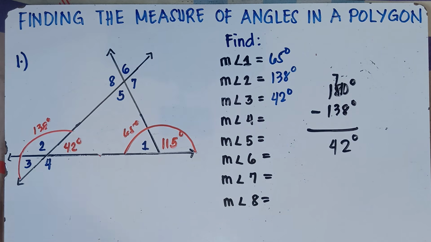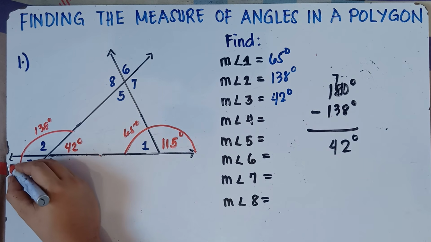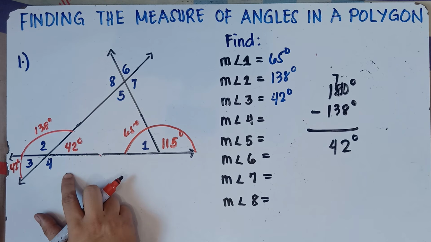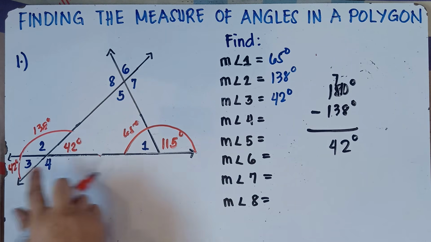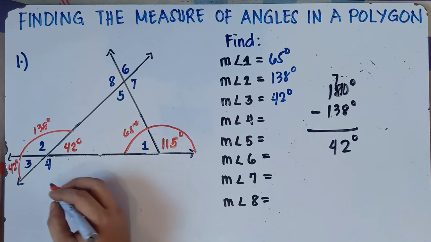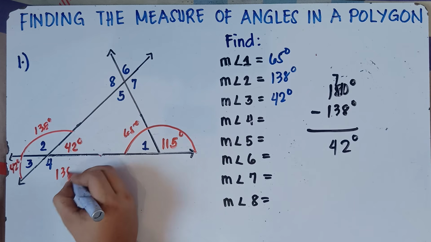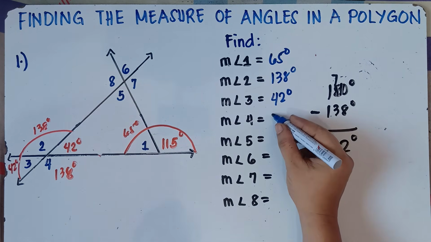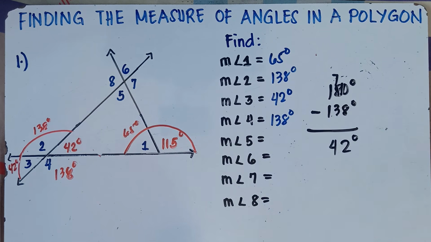Alright, so this is 42 degrees for angle 3. Therefore, this is also 138, because 42 plus 138 would be 180 degrees. Therefore, angle 4 is 138 degrees. Easy, right, for this one? Alright, so angle 4 is 138 degrees.